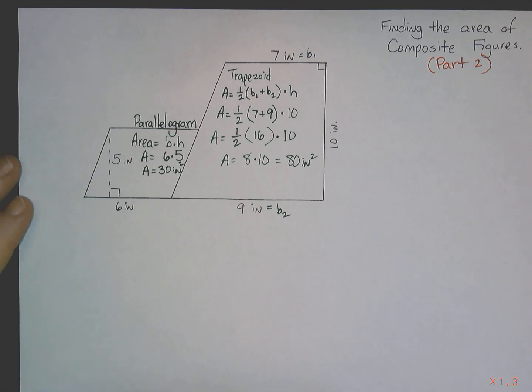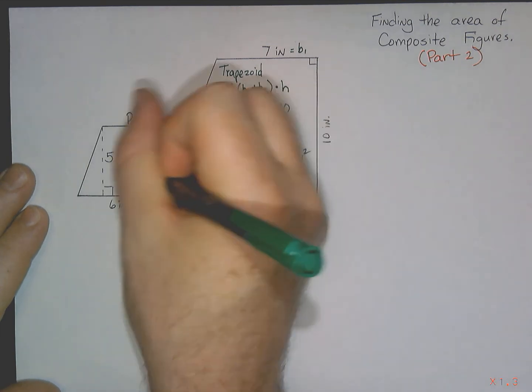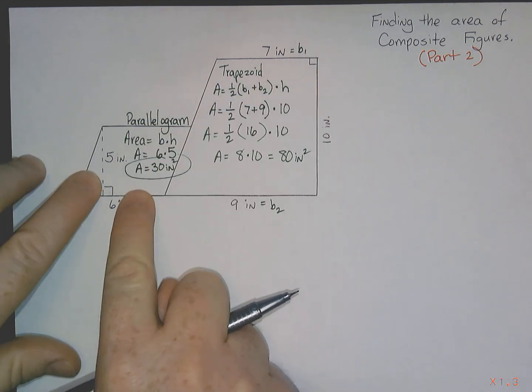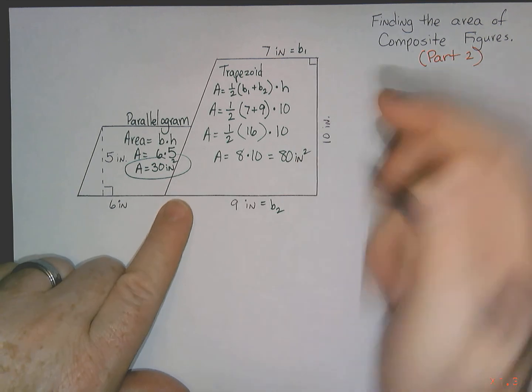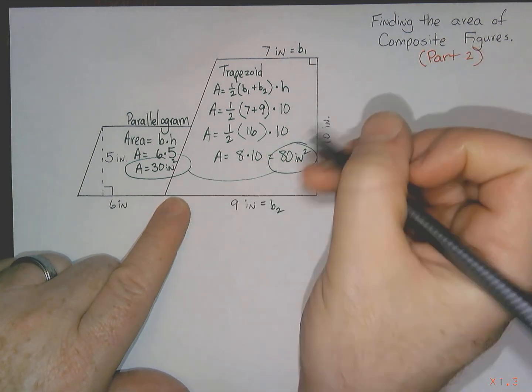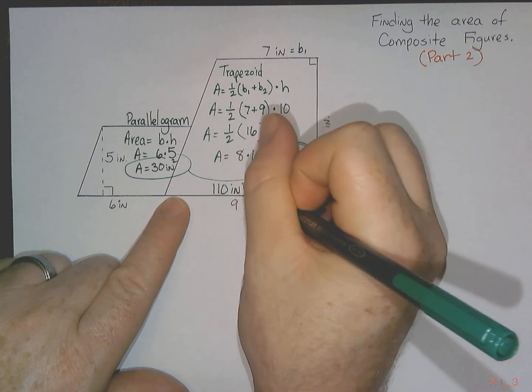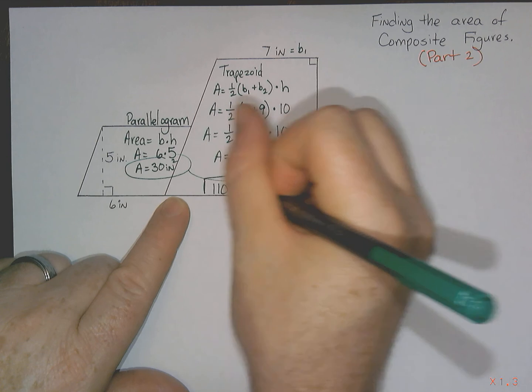Okay. So basically, all you're going to do is just add up your areas. You've got this is 30 inches squared here, and this area is 80 inches squared. So what you need to do is combine those. 30 plus 80 is 110 inches squared. So that's going to be your total area.